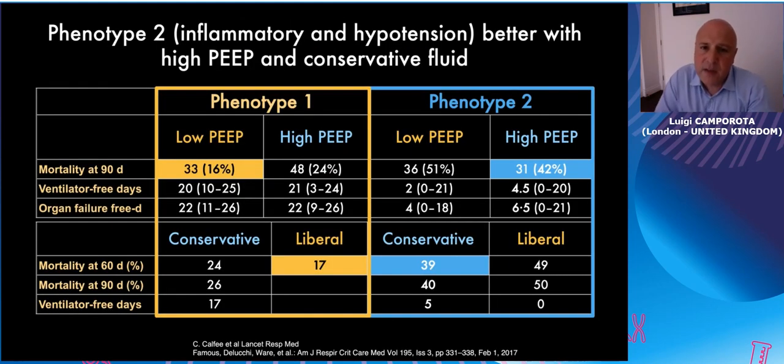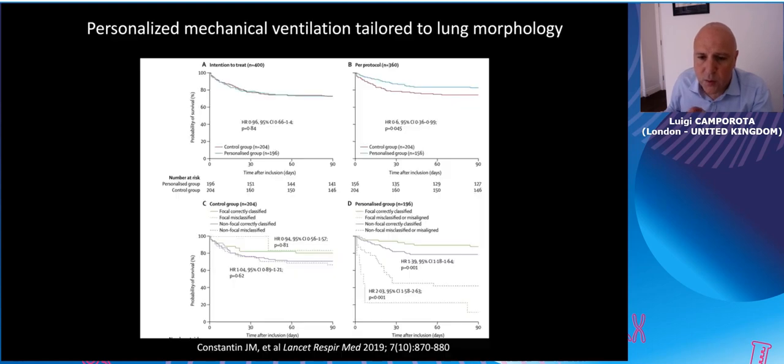The other thing is about phenotype, and we can see in this study that actually the lower PEEP was better in terms of mortality in the phenotype 1, which was the phenotype with the lowest inflammation, whereas the higher inflammatory phenotype with hypotension was better with a higher PEEP in terms of mortality. So taking into consideration the diagnosis, the lung mechanics, the inflammatory phenotype will make us understand a little bit more what to do with PEEP.